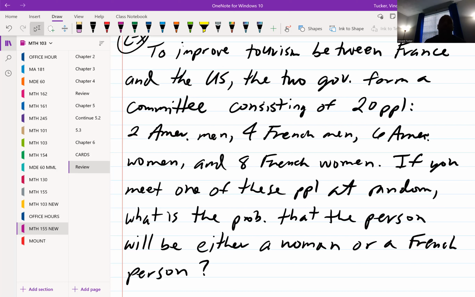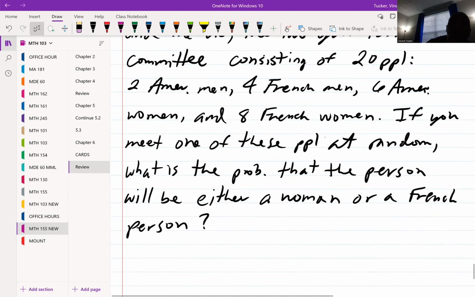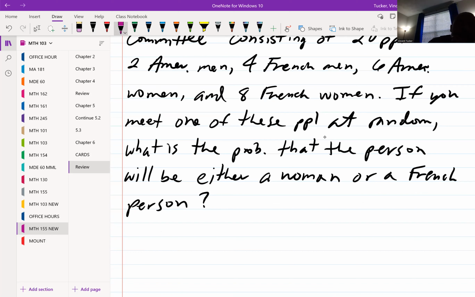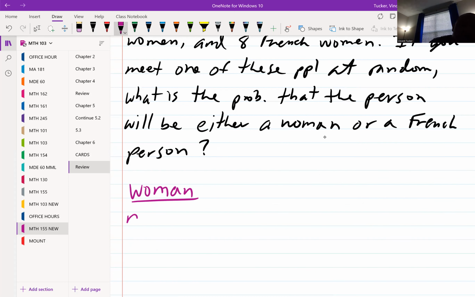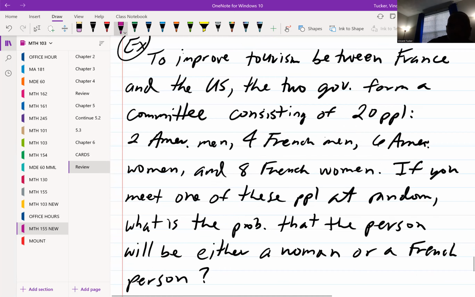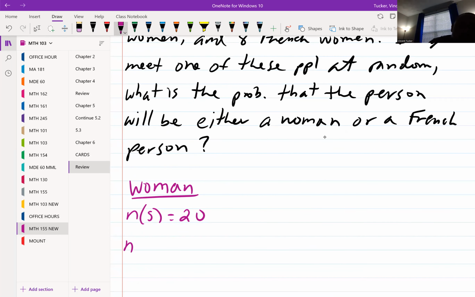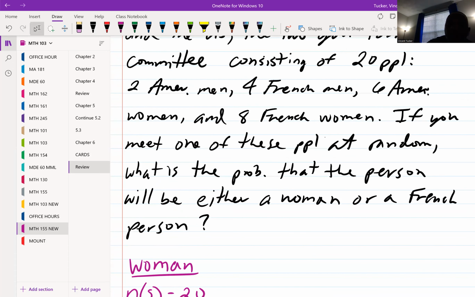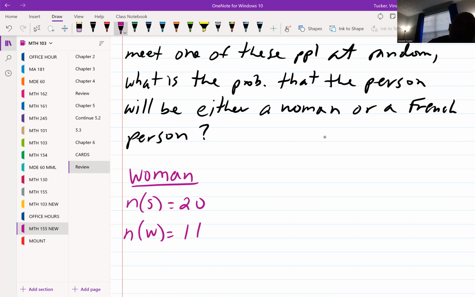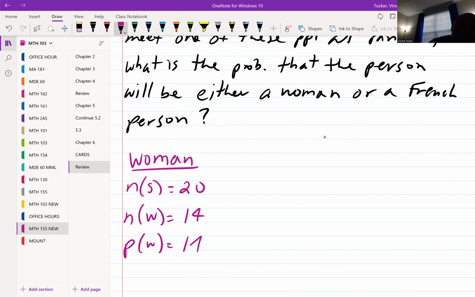All right. So you want to know what's the probability that the person will be either a woman or a French person? Let's look at the event of being a woman. We know that the sample space is 20. We have 20 people altogether. And then you say, well, how many women do you have? So we have six American and eight French. So that's 14. So the probability of getting a woman is 14 over 20.